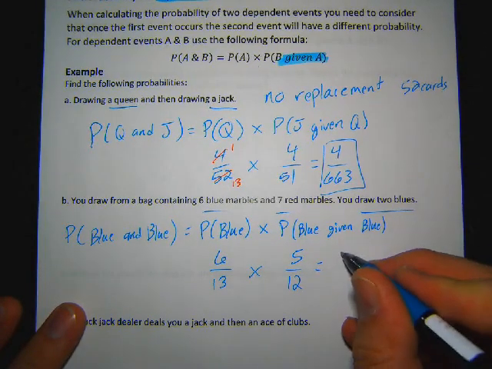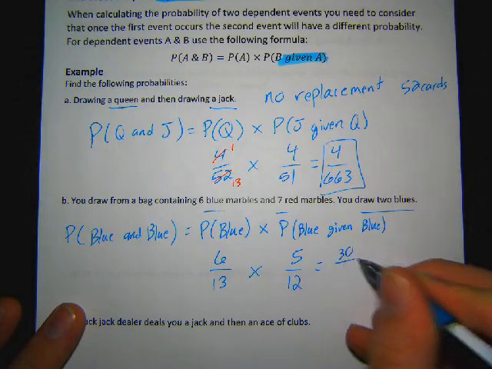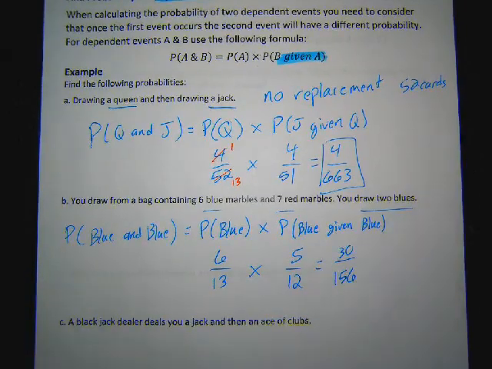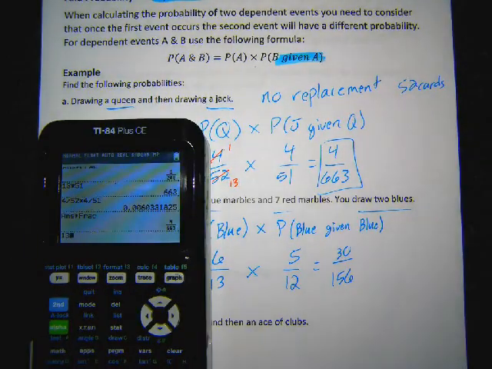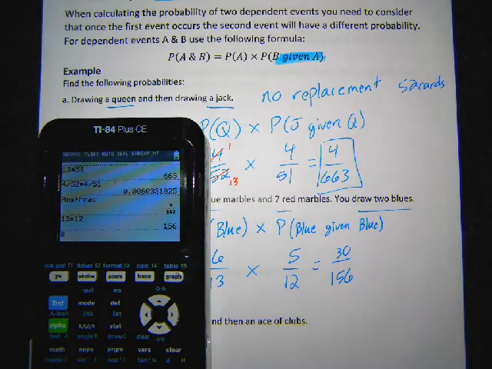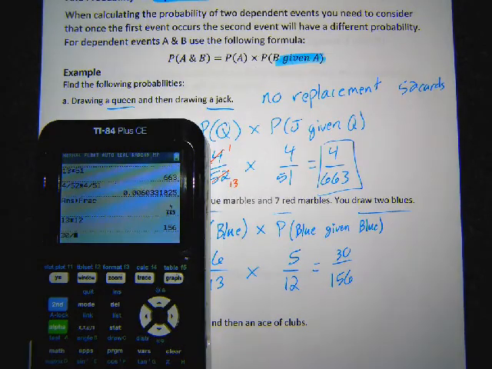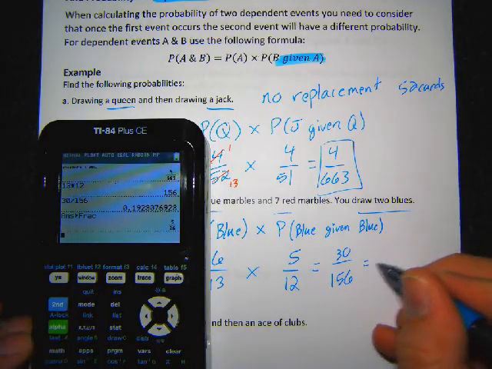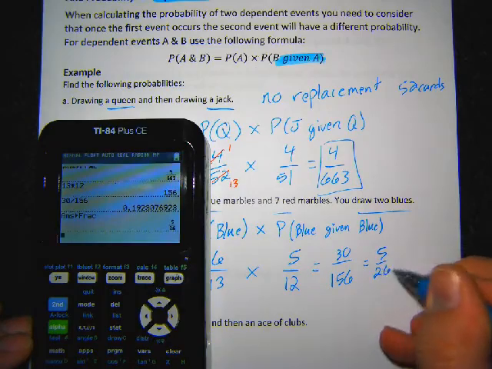This one, if you get 30 over 156, I believe. I gotta double check myself. 13 times 12 is 156. Yep, it is. And then that one actually does simplify. If I want to simplify 30 over 156, hit the math button, turn it into a fraction, you actually get 5 over 26. That would be the simplified version.